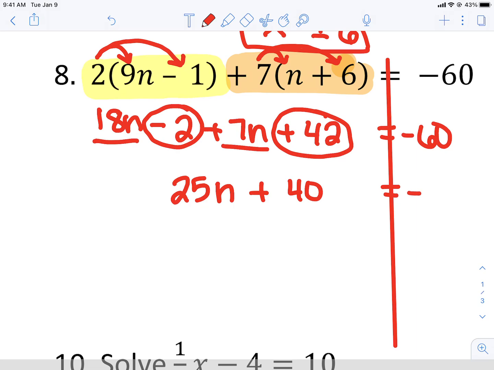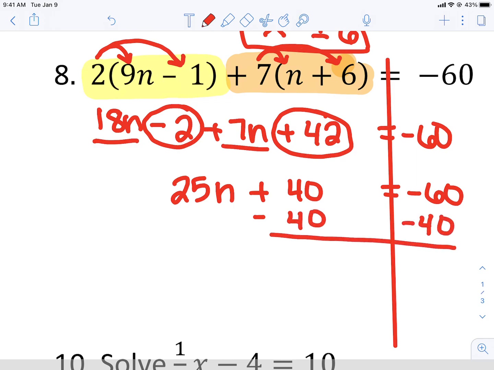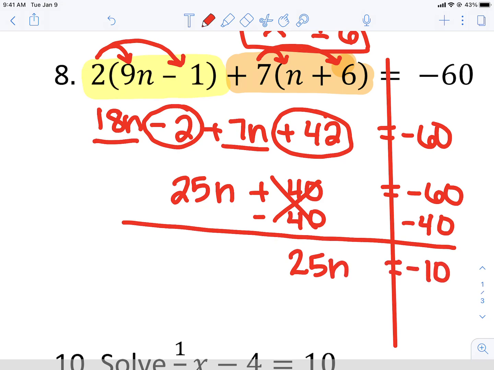We set it equal to the -60. I need to move the 40 over, so I do the opposite. I subtract 40 from both sides. 40 minus 40 zeroes out. I'm left with 25n is equal to -60 minus 40. That gives me a -100.